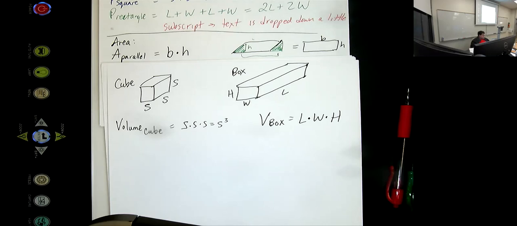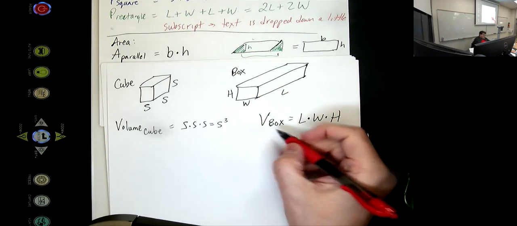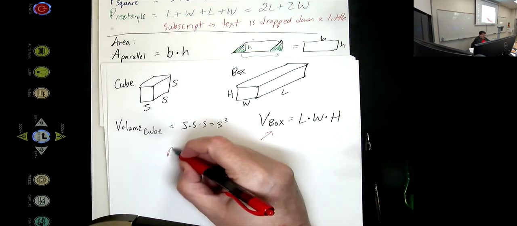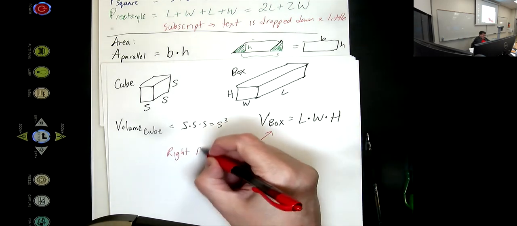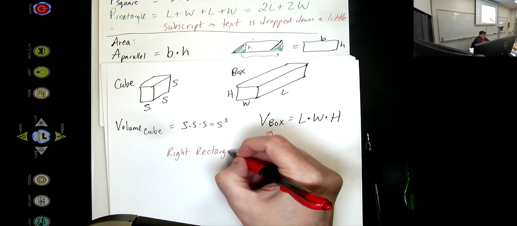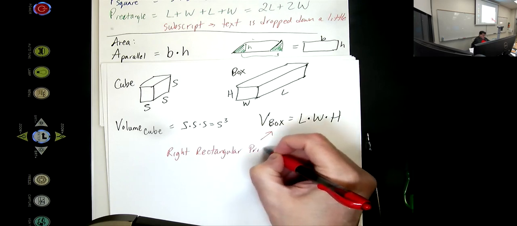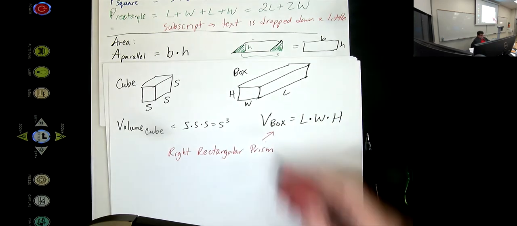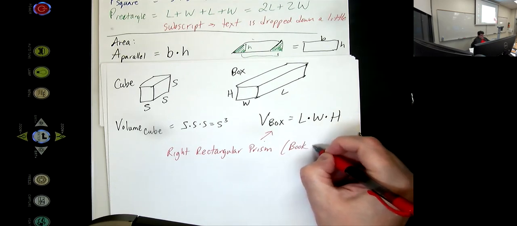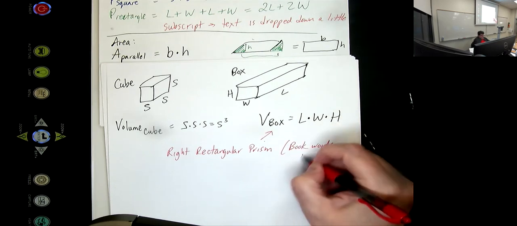Now, if you're doing the homework, whoever wrote this book doesn't know what a box is. Because the book calls this a right rectangular prism. Book words. Morons.